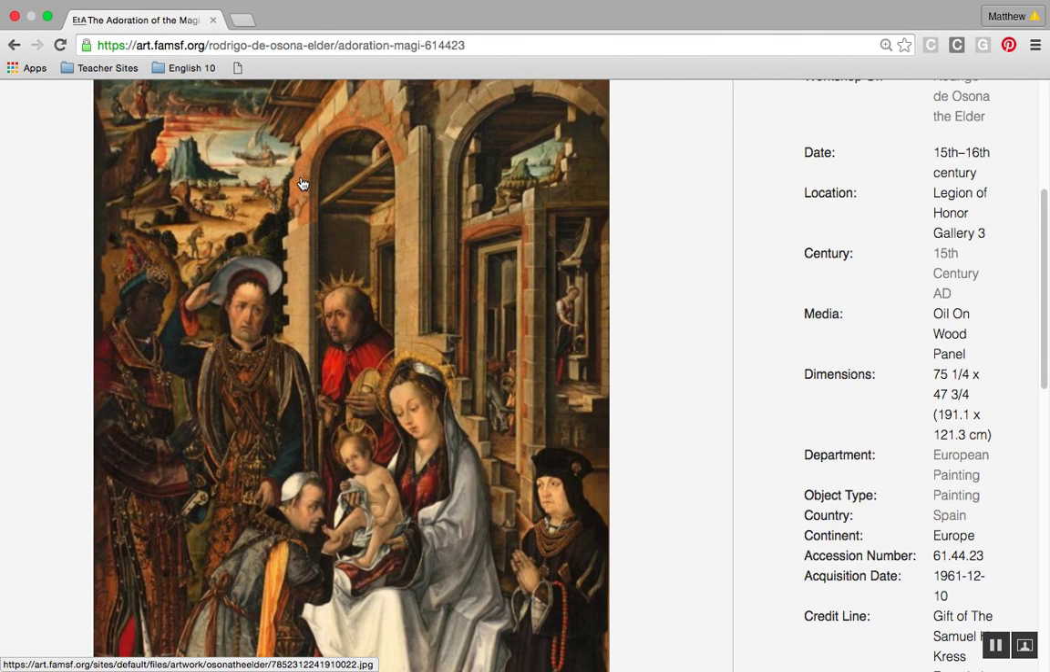There's a lot going on here, but that's for a good reason, right? He doesn't simply want to paint the adoration of the Magi. He wants to embed more narratives. He wants to make it a much richer viewing experience, but also say a lot more, right? Argue a lot more possibly about his own culture.